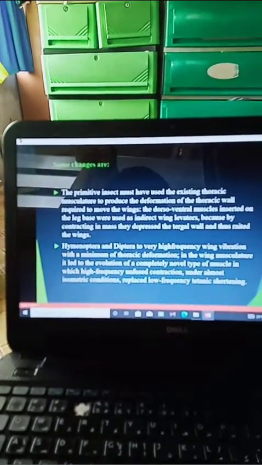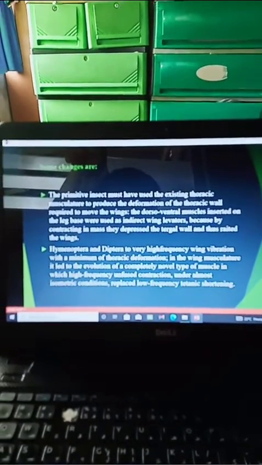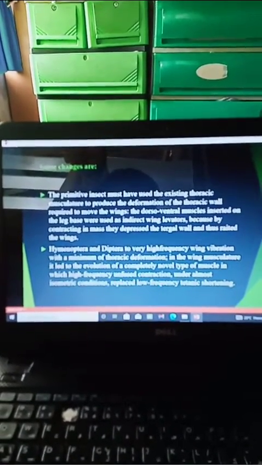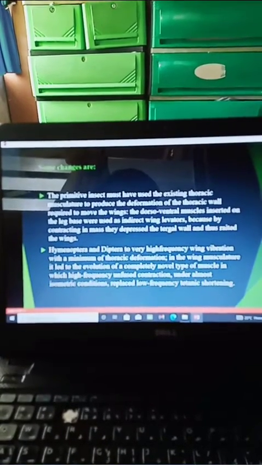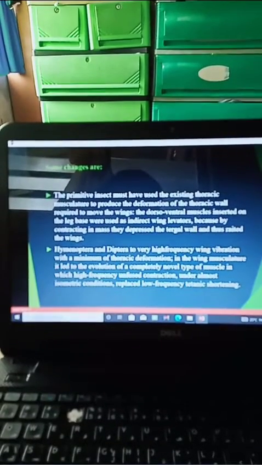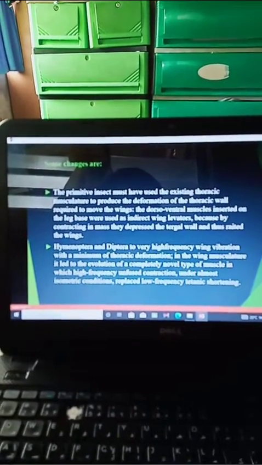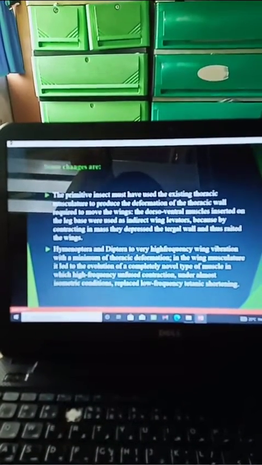Some changes: the primitive insect must have used existing thoracic muscles to produce the deformation of the thoracic wall required to move the wings. The dorsal ventral muscles inserted on the leg base formed the indirect wing levators, because by contracting in mass they depress the tergal wall and thus raise the wings.